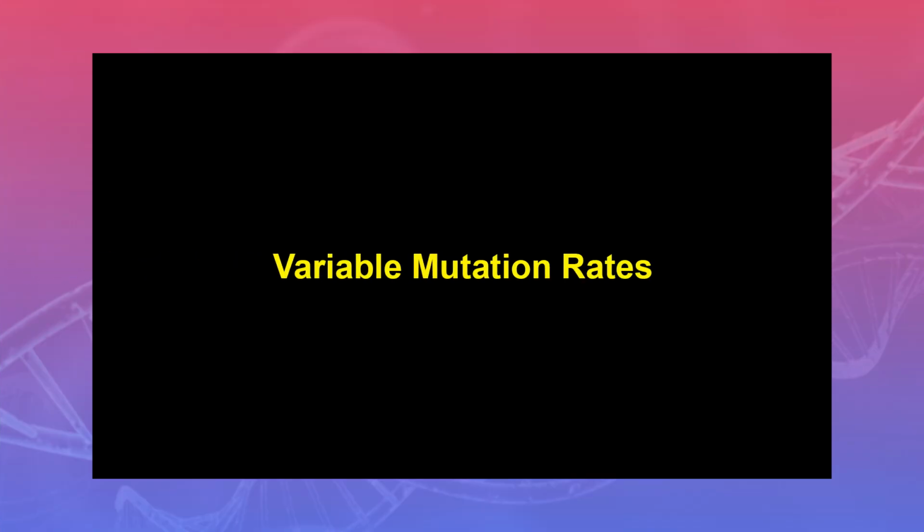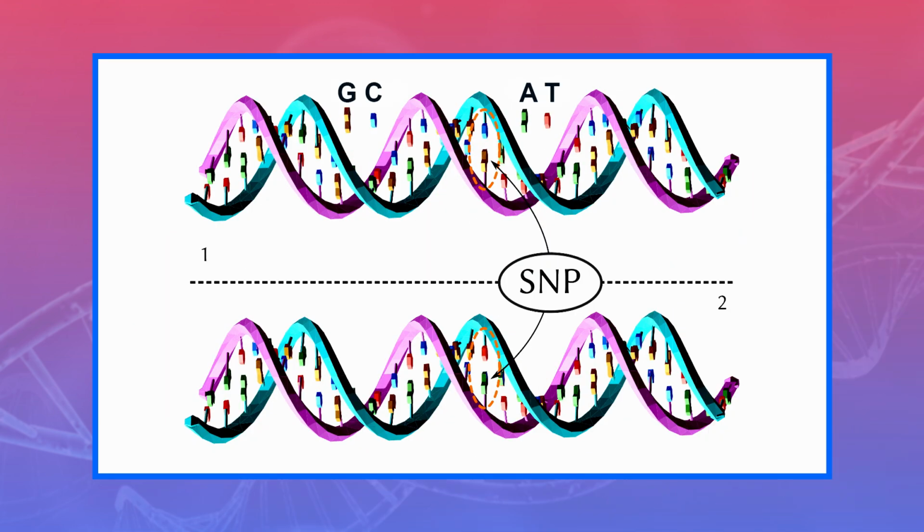Another one is the variable mutation rates. Some single nucleotide polymorphisms, such as those at CpG dinucleotides, might have high mutation rates and therefore show little or no linkage disequilibrium with nearby markers, even in the absence of historical recombination.